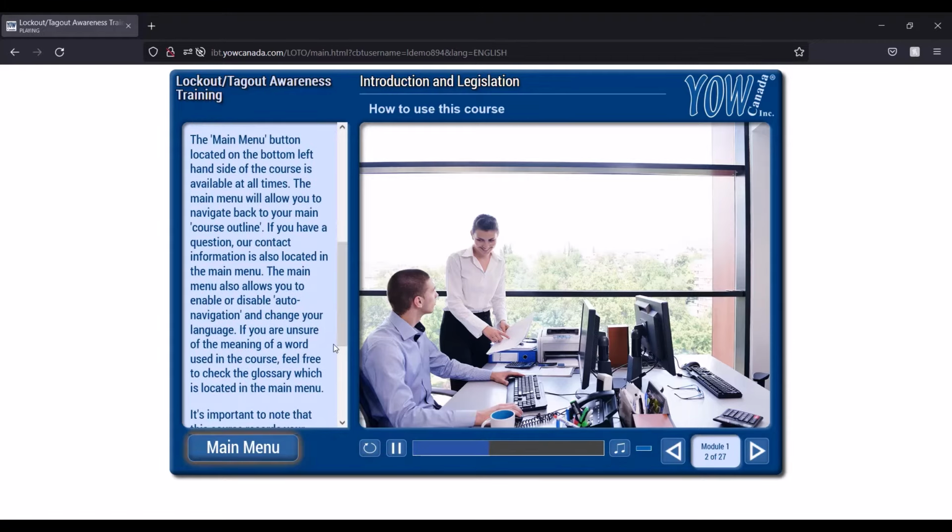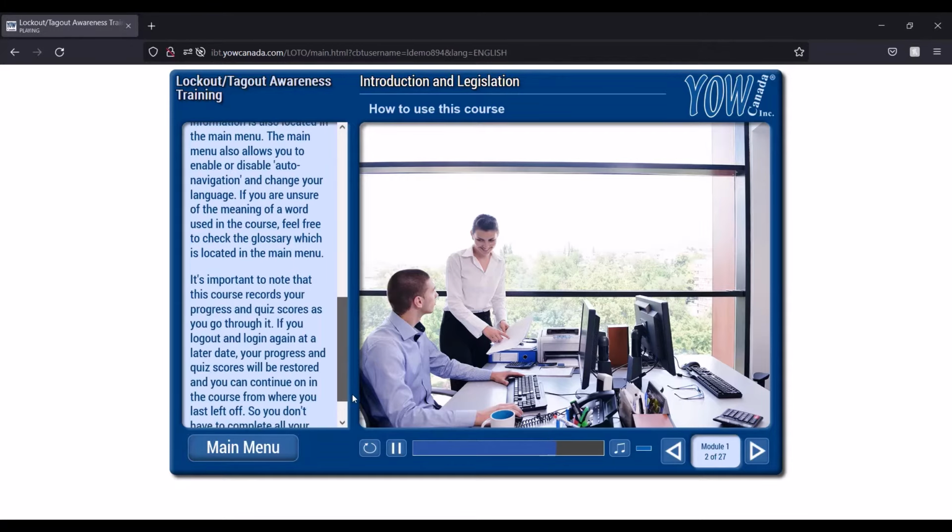The main menu button located on the bottom left-hand side of the course is available at all times. The main menu will allow you to navigate back to your main course outline. If you have a question, our contact information is also located in the main menu. The main menu also allows you to enable or disable auto navigation. If you are unsure of the meaning of a word used in the course, feel free to check the glossary, which is located in the main menu.